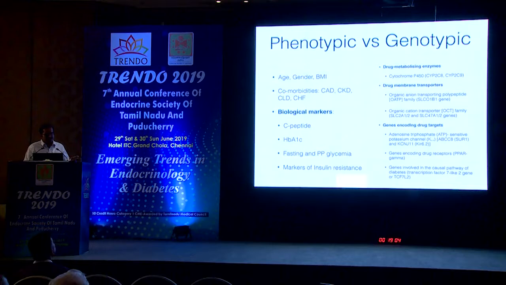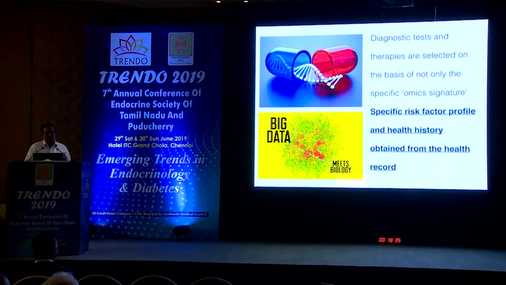You have data based on the phenotypes, which may include the age, gender, BMI, comorbidities, biological markers like C-peptide, HbA1c, markers of insulin resistance. Then you also have some genotypic data which may be available from certain genetic testing, which is possible to be done, and those also sometimes dictate the precision medicine. So you have genotypic data as well as phenotypic data. When we mix both of it, that's when we get into big data meets biology.